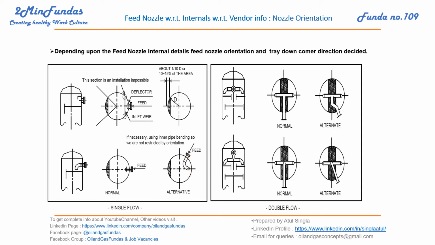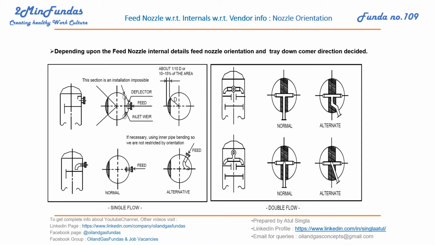In double pass, we have two options. One is this, another one is this. Here the pipe is connected and it has an equal T. One is going this side, another going this side. Here what is happening, the nozzle is here, it is going downwards, then it is getting distributed on this side and this side.